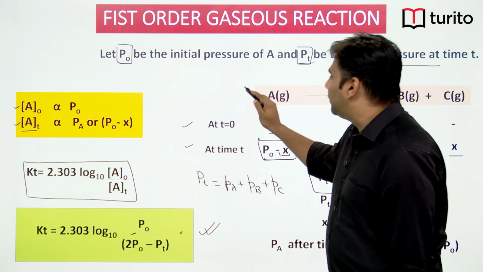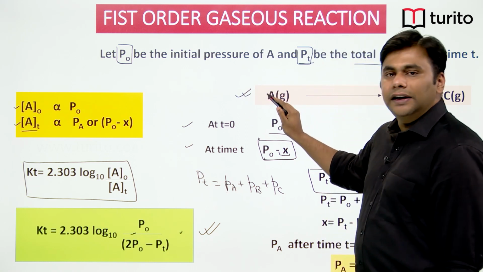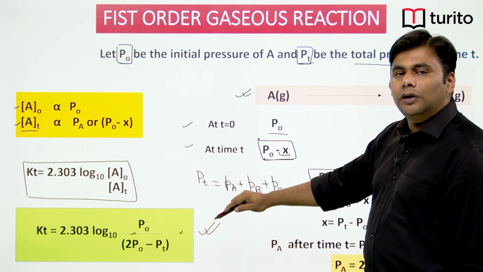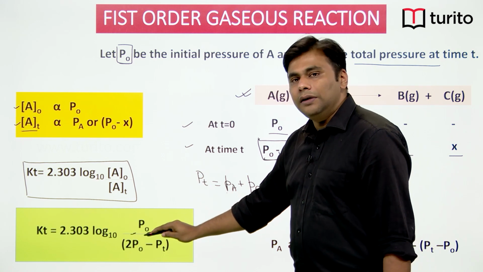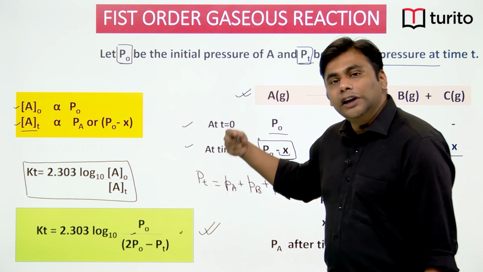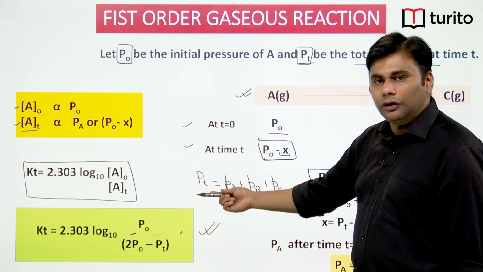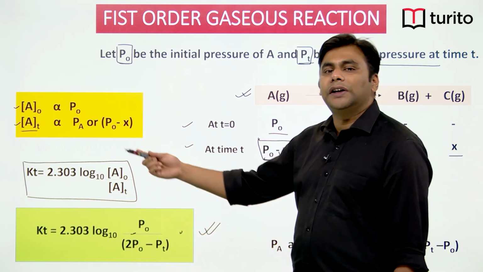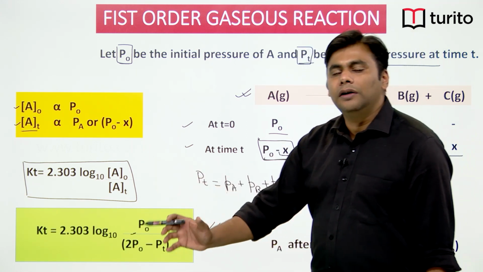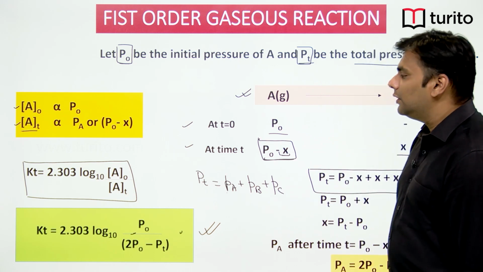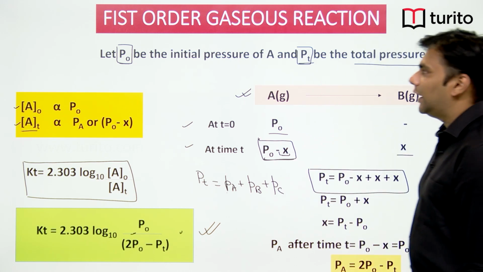So we will get this expression. Okay. So when we express the first order kinetics of this reaction in terms of the partial pressure, P naught is the pressure at time t equals 0, that is the initial pressure of A, and Pt is the total pressure when the reaction has occurred for time t. Okay. So I hope this expression is clear to you. You can write this.